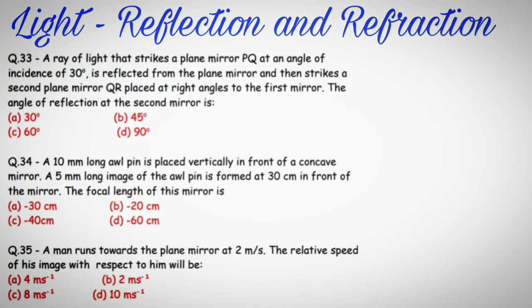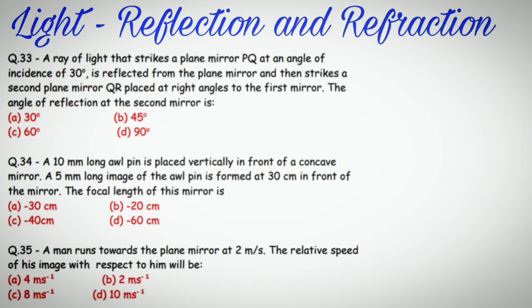Next question comes here. A ray of light that strikes a plane mirror PQ at an angle of incidence of 30 degrees is reflected from the plane mirror and then strikes a second plane mirror QR placed at right angles to the first mirror. The angle of reflection at the second mirror is: option A, 30 degrees, option B, 45 degrees, option C, 60 degrees, option D, 90 degrees. And the correct answer is 60 degrees.